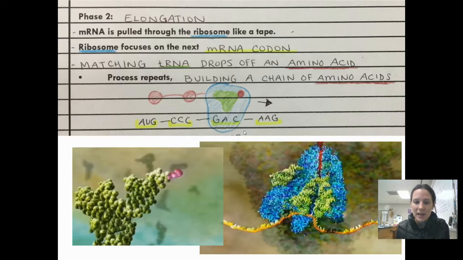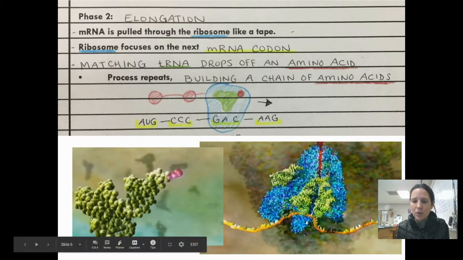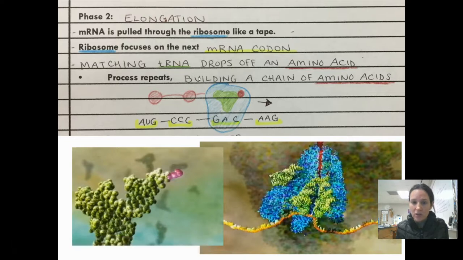The next phase, as we saw, is that these tRNAs have to start dropping off and bringing in the correct amino acid pieces. So the mRNA is pulled through the ribosome. Remember, mRNA is yellow, ribosome is this blue blob back here. And we're going to focus on each of those codons, 3 letters at a time. AUG was the first one that told us where to start.